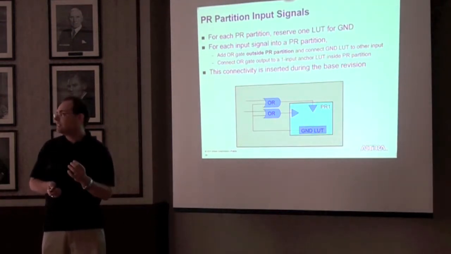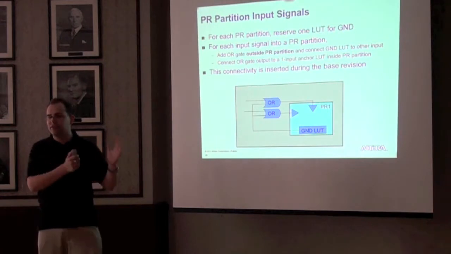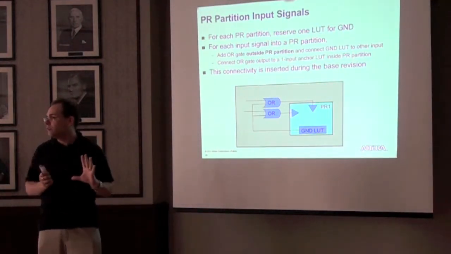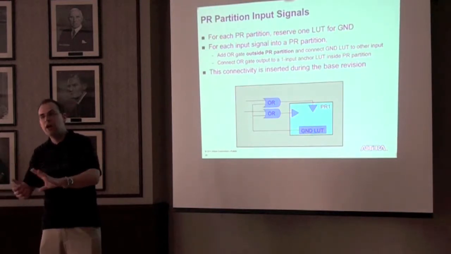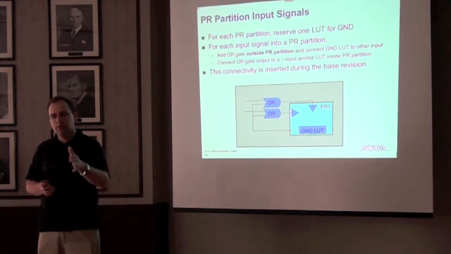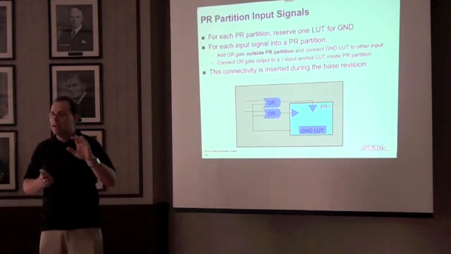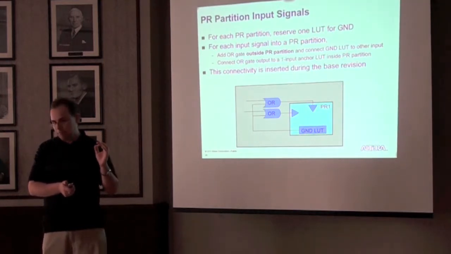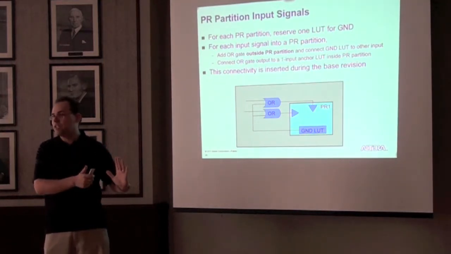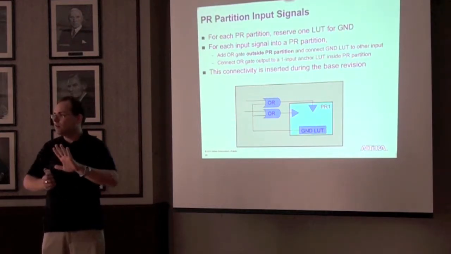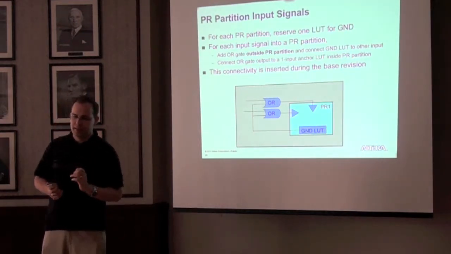Okay? This connectivity is always inserted in that first base revision of the static compile. And using incremental compile, all subsequent compiles will import this logic, which includes the ground LUT, the ORs, and the anchor 1-input LUTs. And that's the guarantee, because our incremental compile flow 100% preserves placement and routing through compilations. This is what guarantees that the PR input process can work.